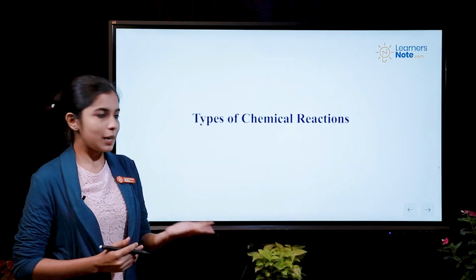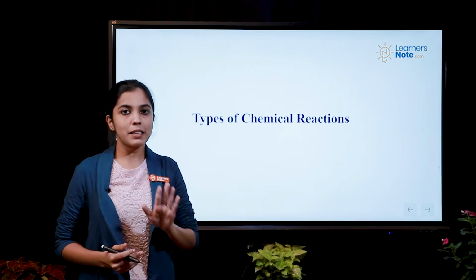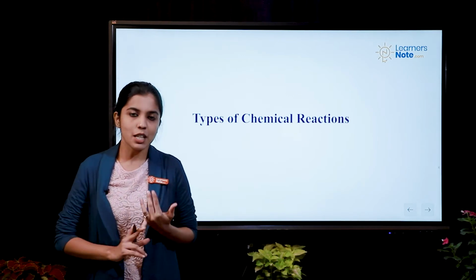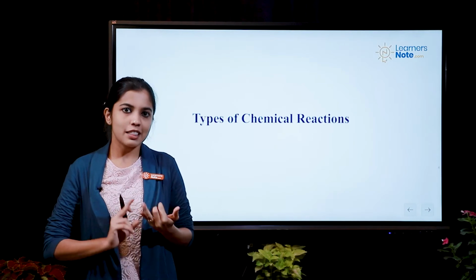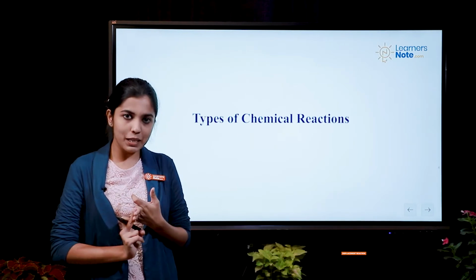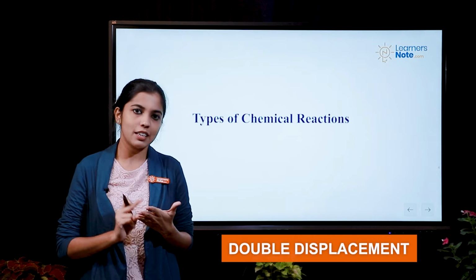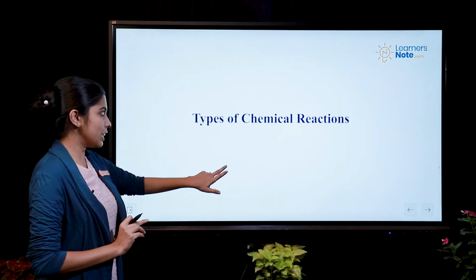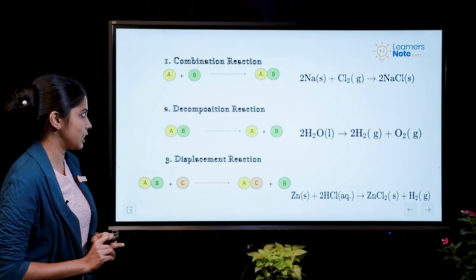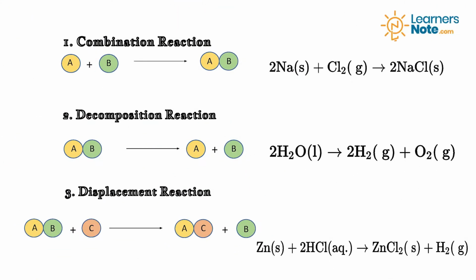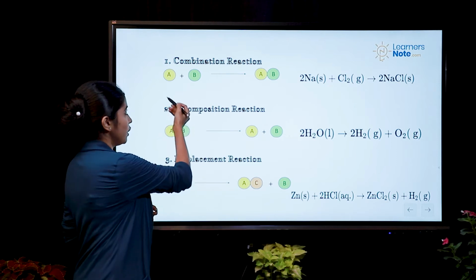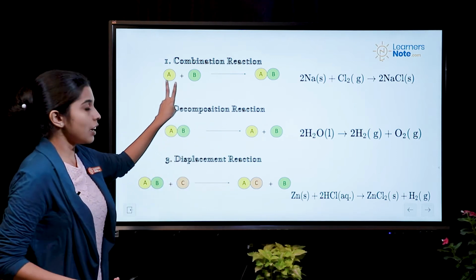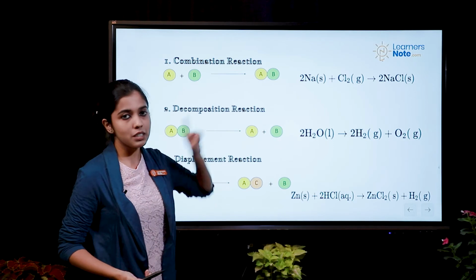Next, we move on to the types of chemical reactions. There are basically 5 types of chemical reactions. The first one is combination reaction. Then you have decomposition, displacement reaction, double displacement reaction, and the last one is redox reaction. Now we will look into each of these reactions in detail. The first one is combination reaction. In a combination reaction, just like the term suggests, combination takes place between 2 reactants. So you have 2 reactants and one single product.